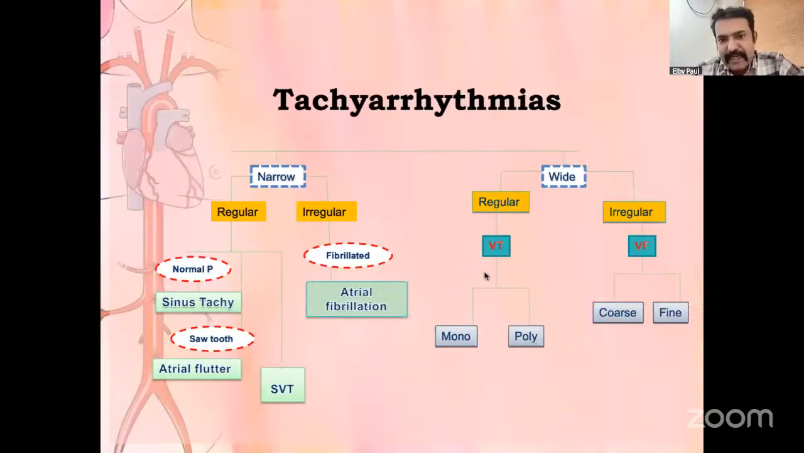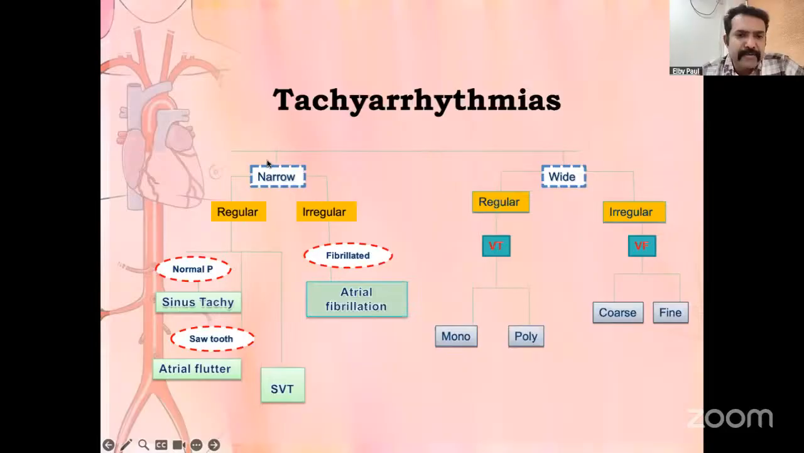Again, ventricular tachycardia is of 2 types according to the morphology of the ECG, monomorphic or polymorphic. Mono means the morphology will be the same, and poly means the morphology will be different. Suppose it's an irregular QRS complex. Then there is only one situation: VF, ventricular fibrillation. It's also divided into 2 types, coarse and fine. In later slides, I will discuss all those things.